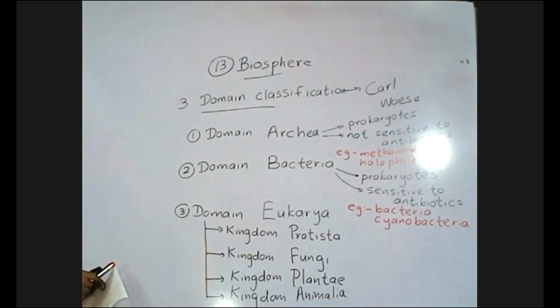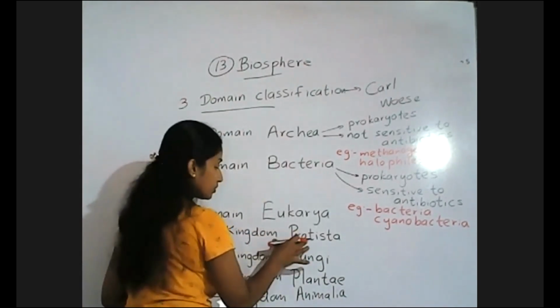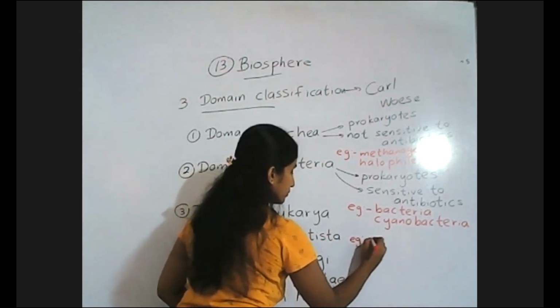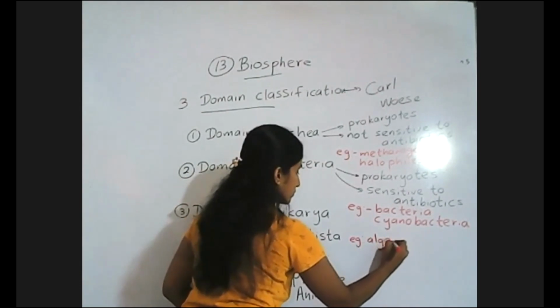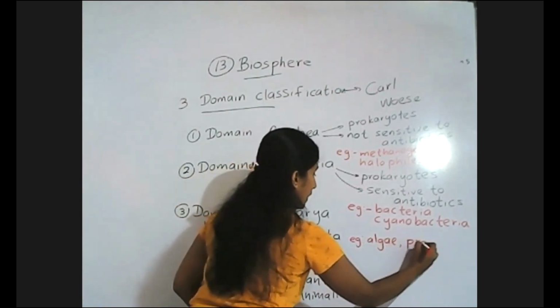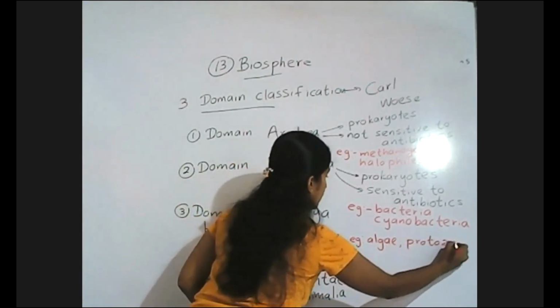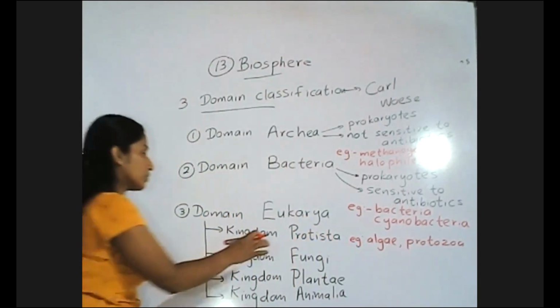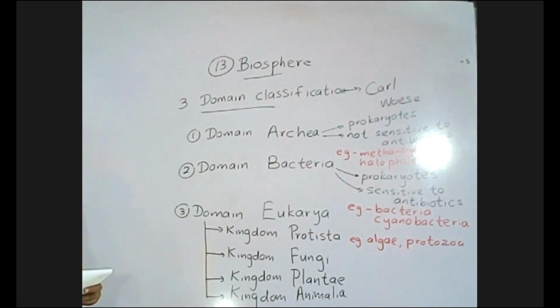Then in the Kingdom Protista, we can find algae and all the protozoa. Algae and protozoa, like the Paramecium, Euglena, Chlamydomonas, they belong to the Kingdom Protista, right?